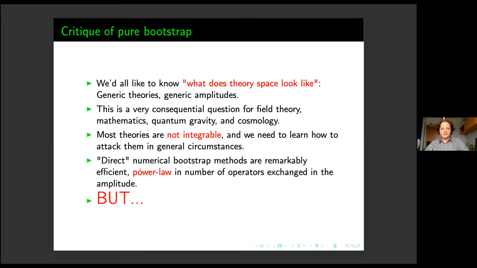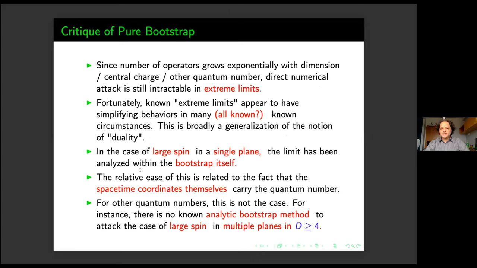Direct numerical bootstrap methods are remarkably efficient. Their cost is power law in the number of operators exchanged in the intermediate channel. But since the number of operators grows exponentially with dimension or central charge or whatever parameter in some extreme limit, a direct numerical attack is still intractable in extreme limits. Now, fortunately, known extreme limits all seem to have simplifying behaviors in all known circumstances, which in some sense broadly generalizes the notion of duality. So for the case of large spin in a single plane, that limit has been analyzed within bootstrap itself.